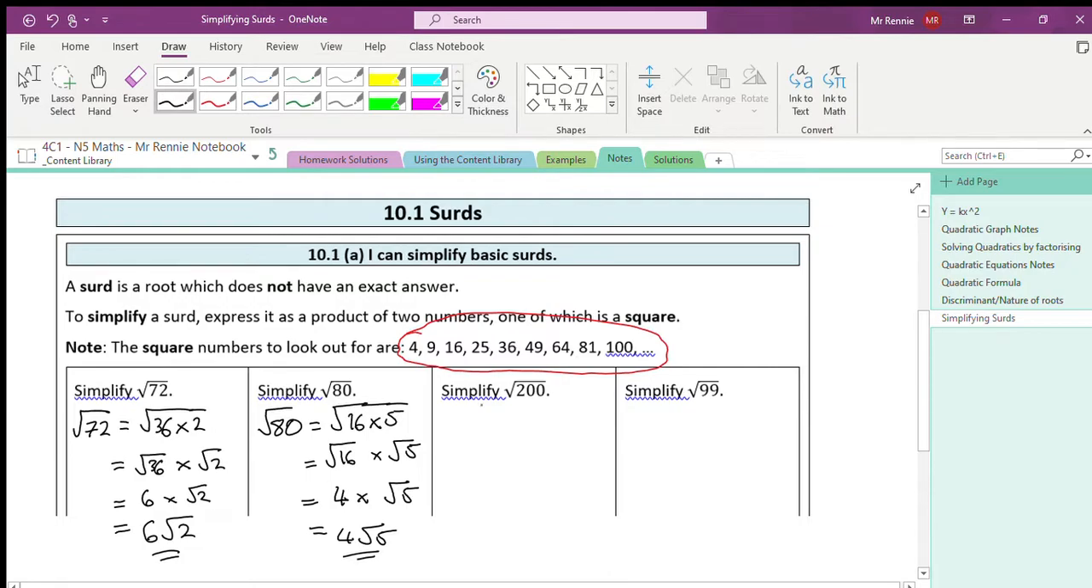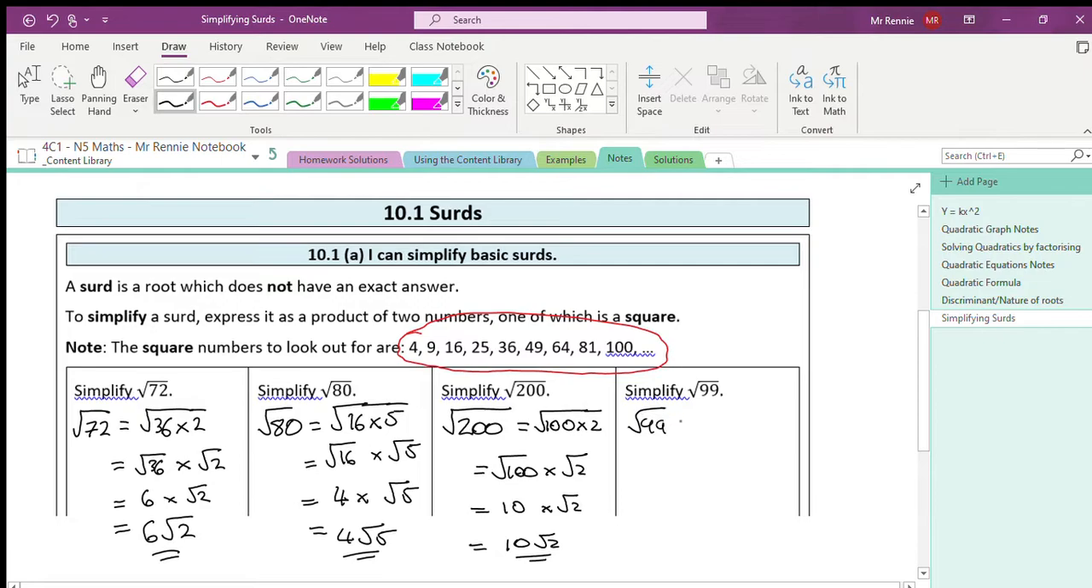Okay, right, we'll do these ones a bit quicker now. Hopefully we've got the idea. So again, root 200, I'm looking for two numbers, one of them being a squared number. We're going to use 100 here, so I can split that into 100 times 2. That'd be the biggest square number I could use. Then it's going to be root 100 times the square root of 2. Root of 100 is 10, so that's 10 times root 2, and that's going to give me 10 lots of root 2 there.